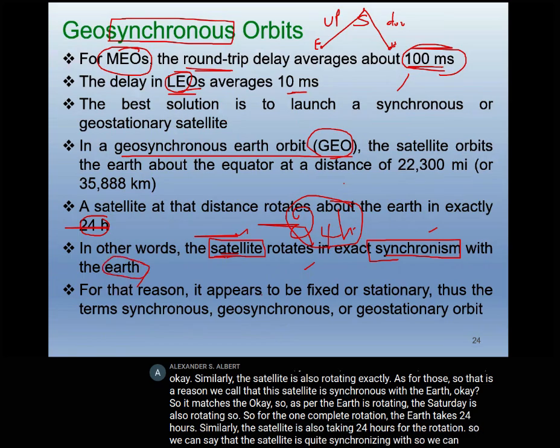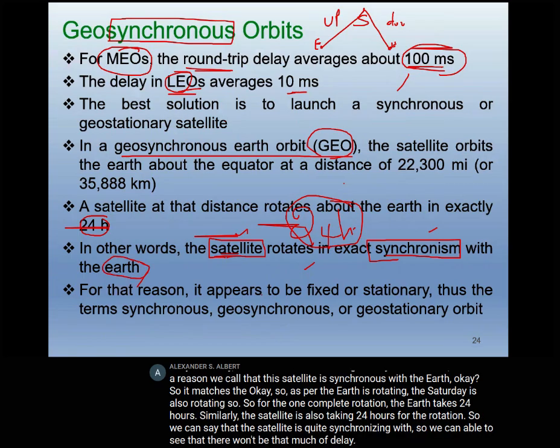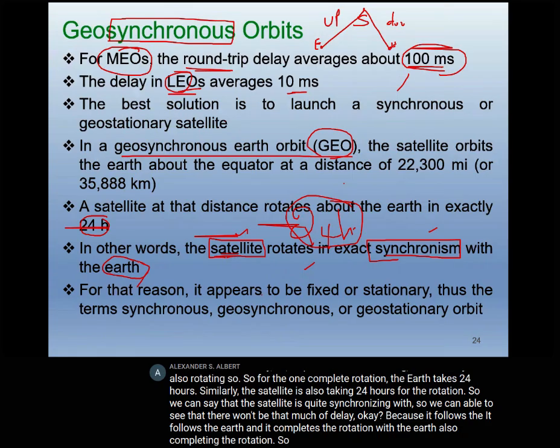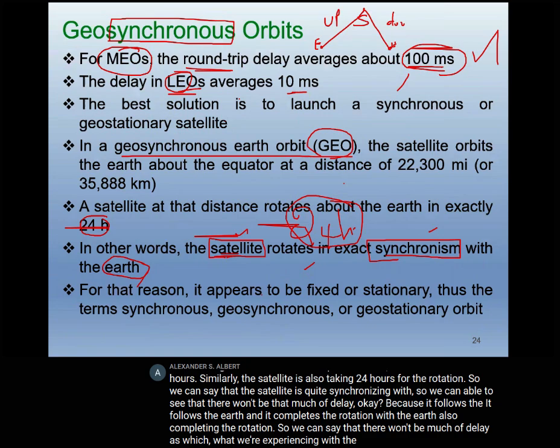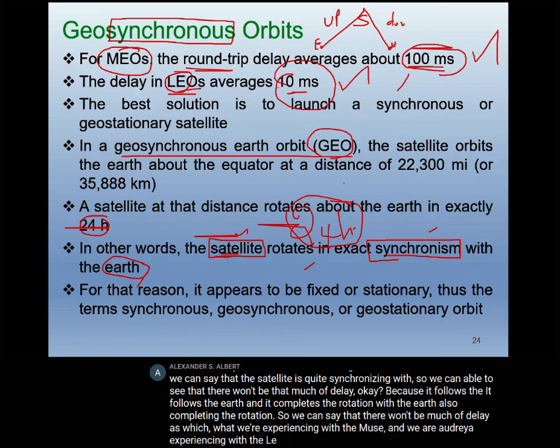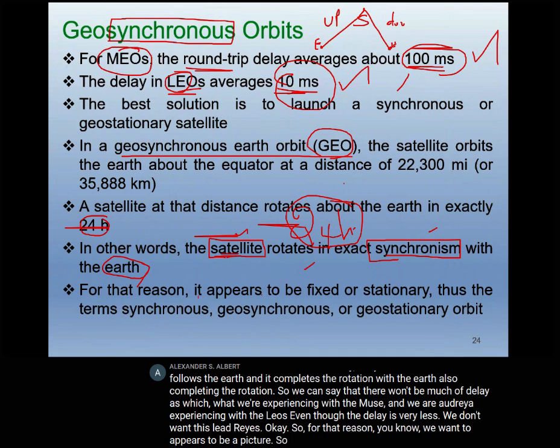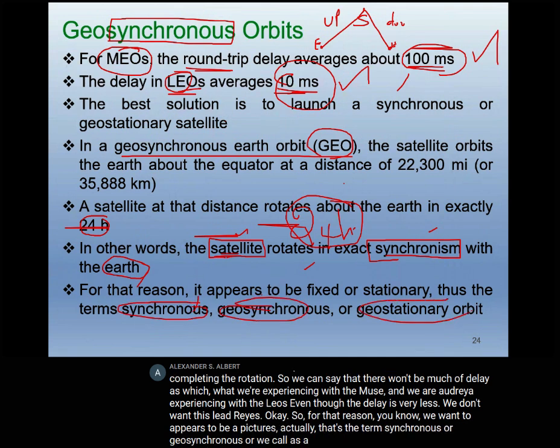So there won't be that much delay, because it follows the Earth. It completes the rotation when the Earth is also completing the rotation. So there won't be that much delay as we experience with the MEOs and the LEOs. Even though the delay is very small, we don't want this delay either. So we want it to appear fixed or stationary. Thus the term synchronous or geosynchronous, or we call it a geostationary orbit. All have the same meaning.